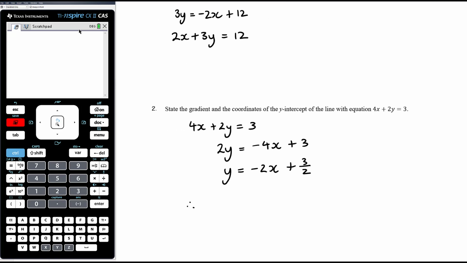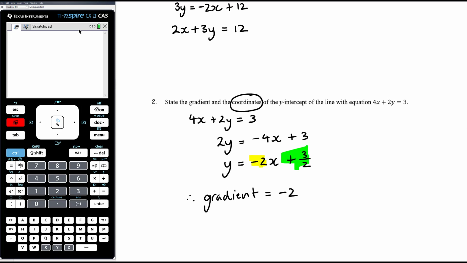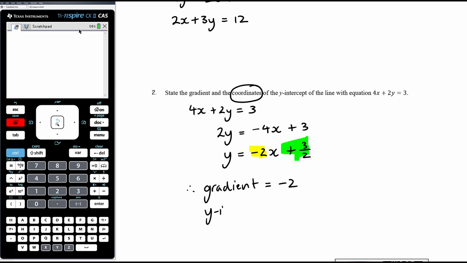Okay, so that means that the gradient is equal to negative 2. Okay, that's that value there. And the y-intercept is at positive 3 on 2. We want coordinates of the y-intercept. The x-coordinate of any y-intercept is always 0. The coordinates are (0, 3/2).